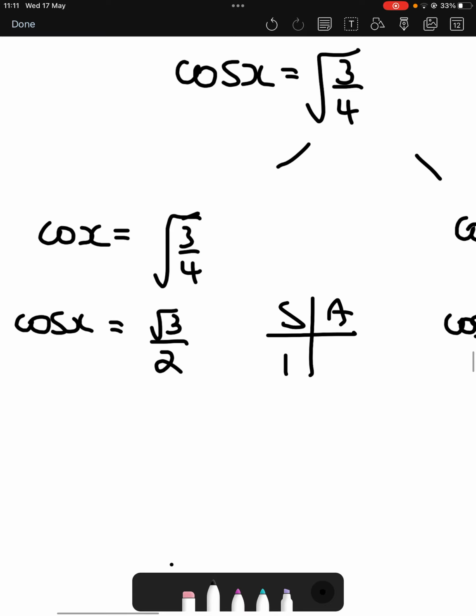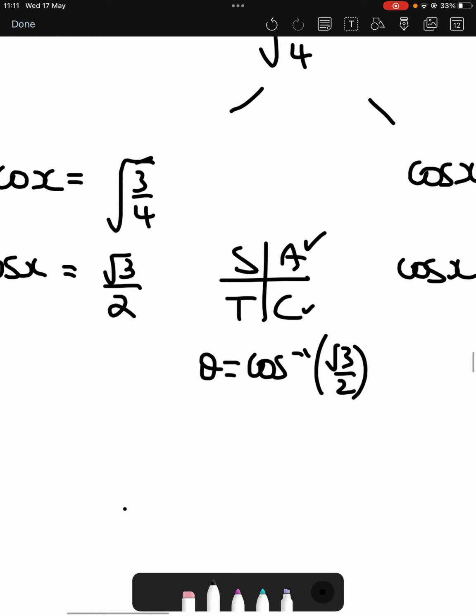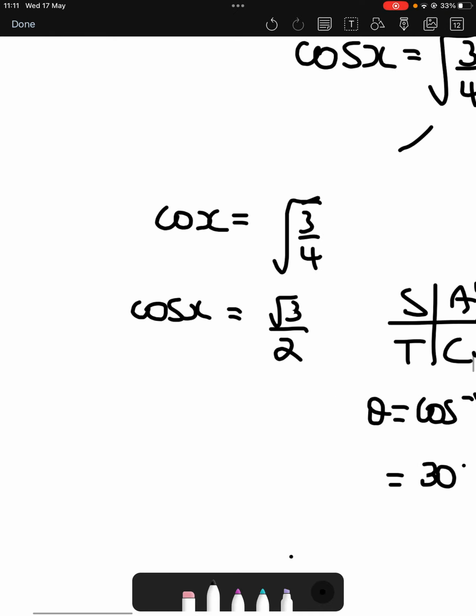So S, A, T, C. We're doing the positive on this side. So there and there. Cos to the minus 1 of root 3 over 2. So cos to the minus 1 of root 3 over 2 is 30 degrees. So on this side, we're going to have 30 and 360 minus 30, which is 330.